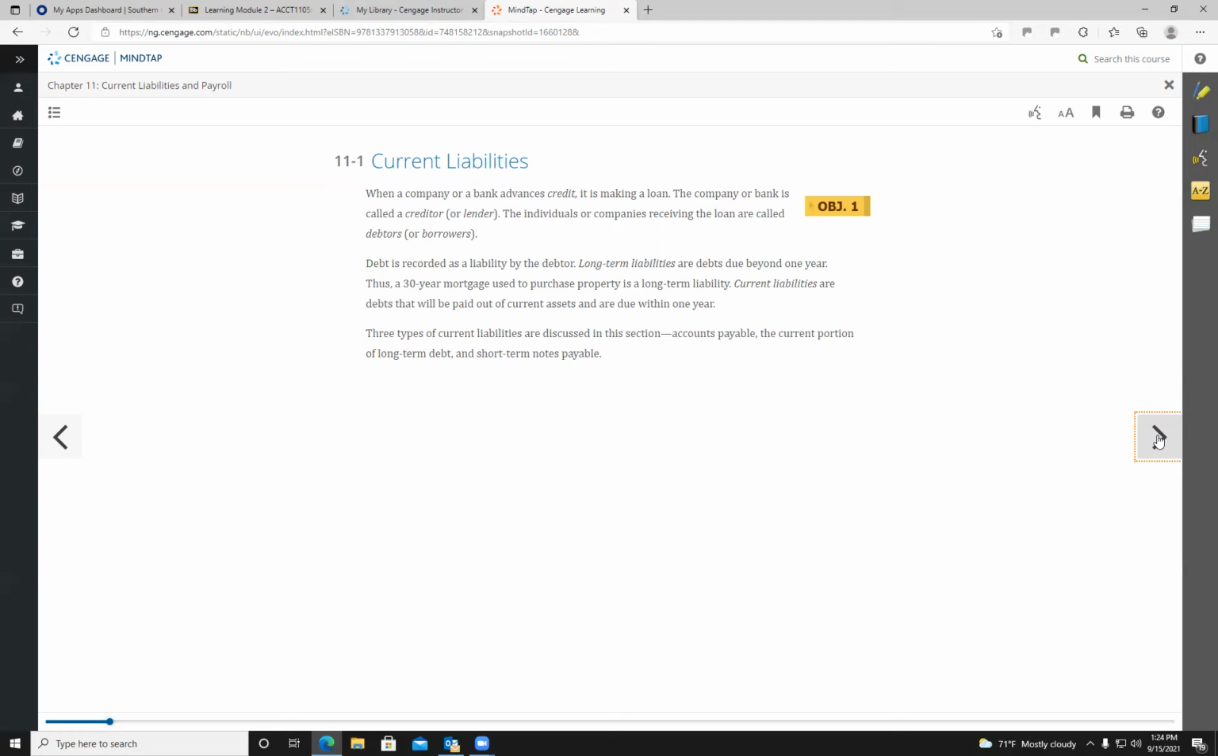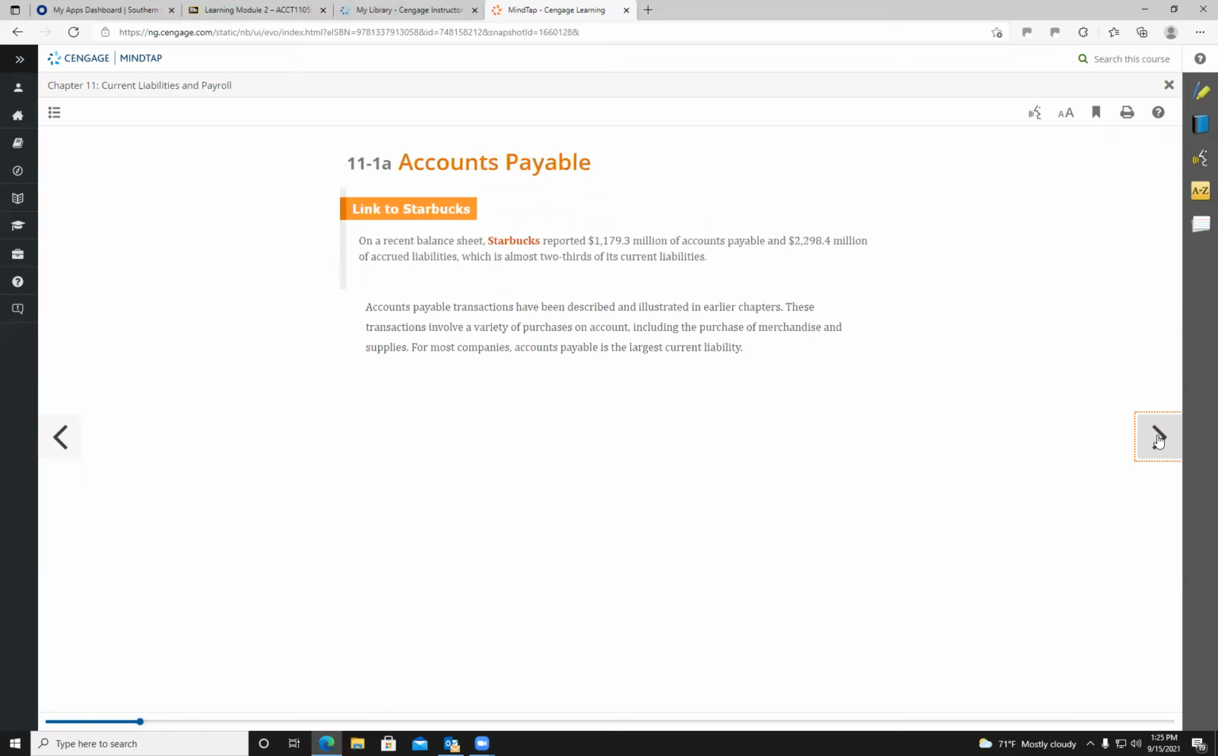There are 3 types of current liabilities. We're going to talk about accounts payable, the current portion of long-term debt, and some short-term notes payable. We've already talked about accounts payable in previous chapters, but these are transactions that involve purchases on account, like purchases of merchandise, inventory, supplies, etc. For most companies, accounts payable is the largest current liability, so they hold the largest dollar value.